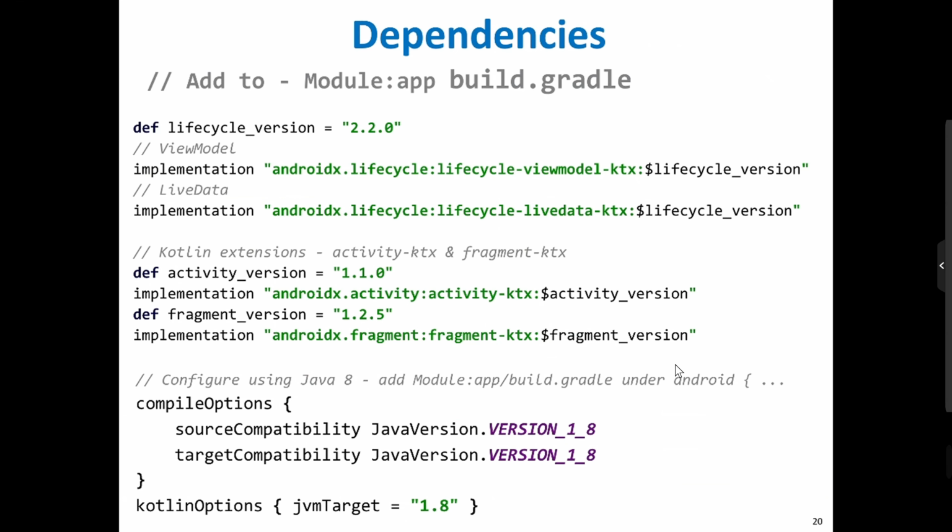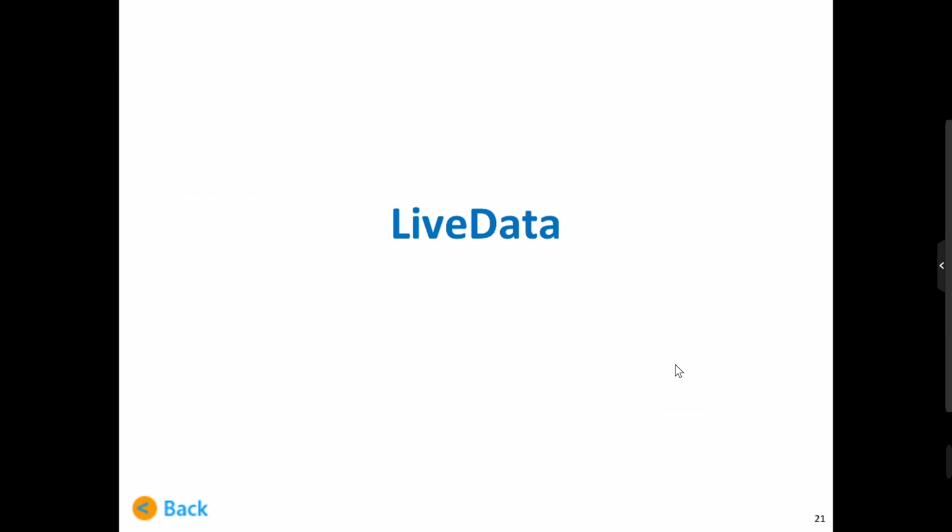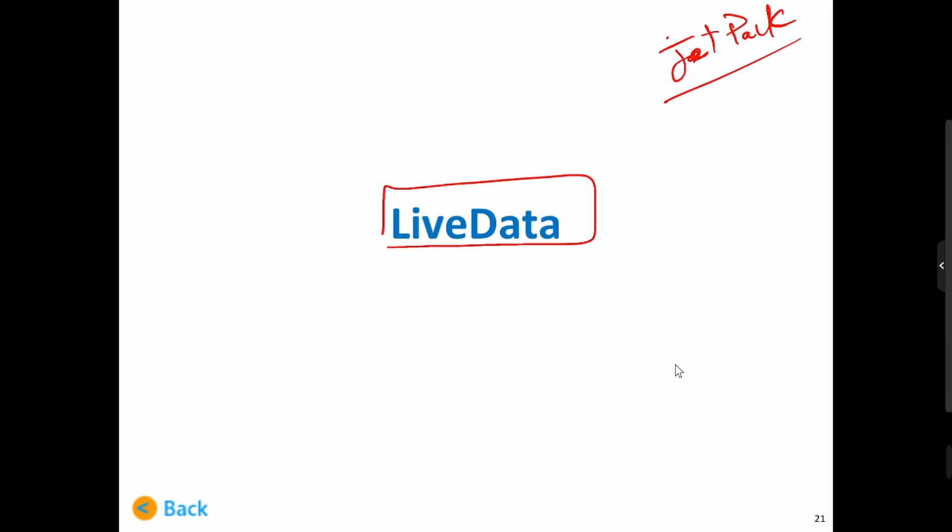Okay, so for you to be able to use all these goodies that I explained, you need to bring in a couple of dependencies that are listed in here. So this is from Android documentation. You copy and paste them in your module app build.gradle. You have done this already in the lab. Okay, moving on. What I want to now explain is the next very powerful feature of Android Jetpack. Another important class that comes with Jetpack is live data.